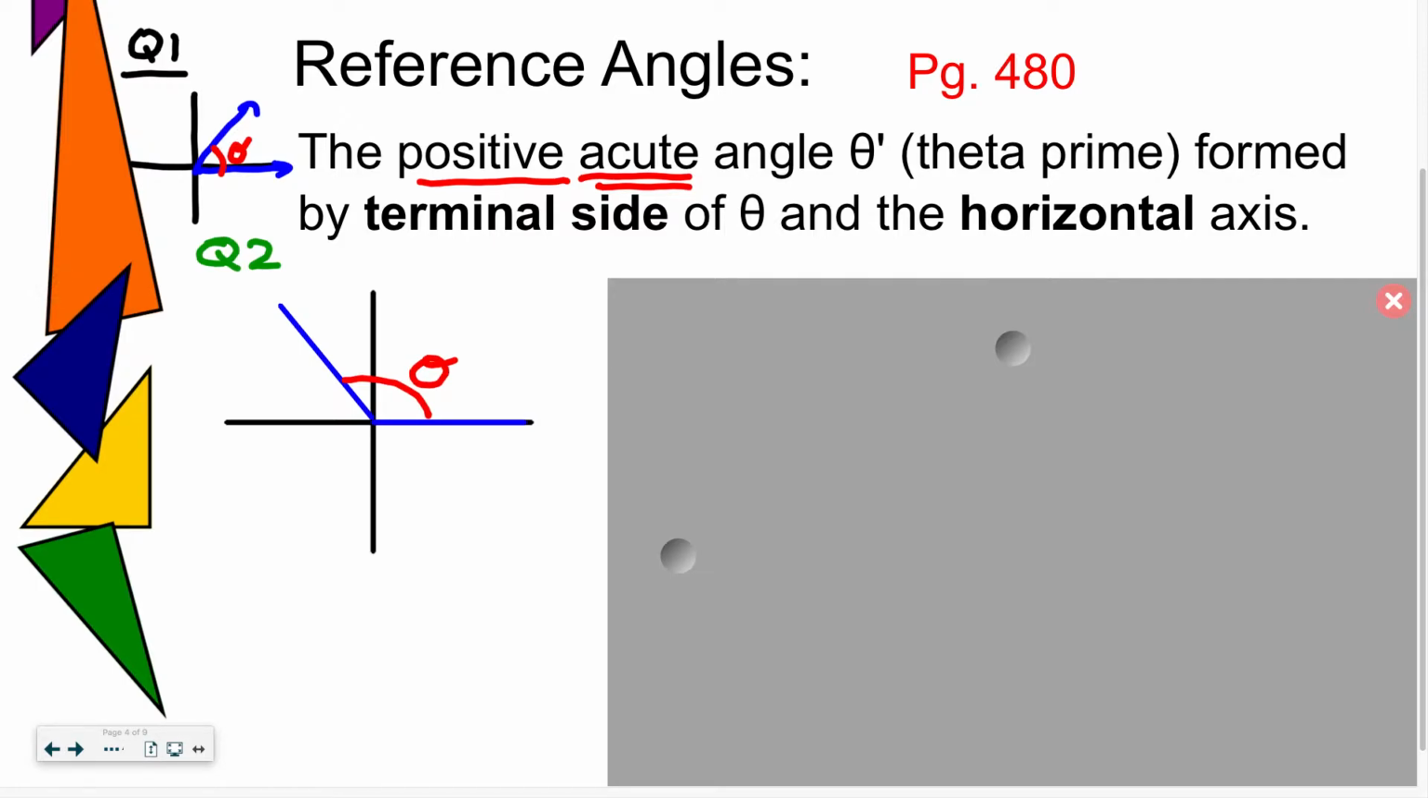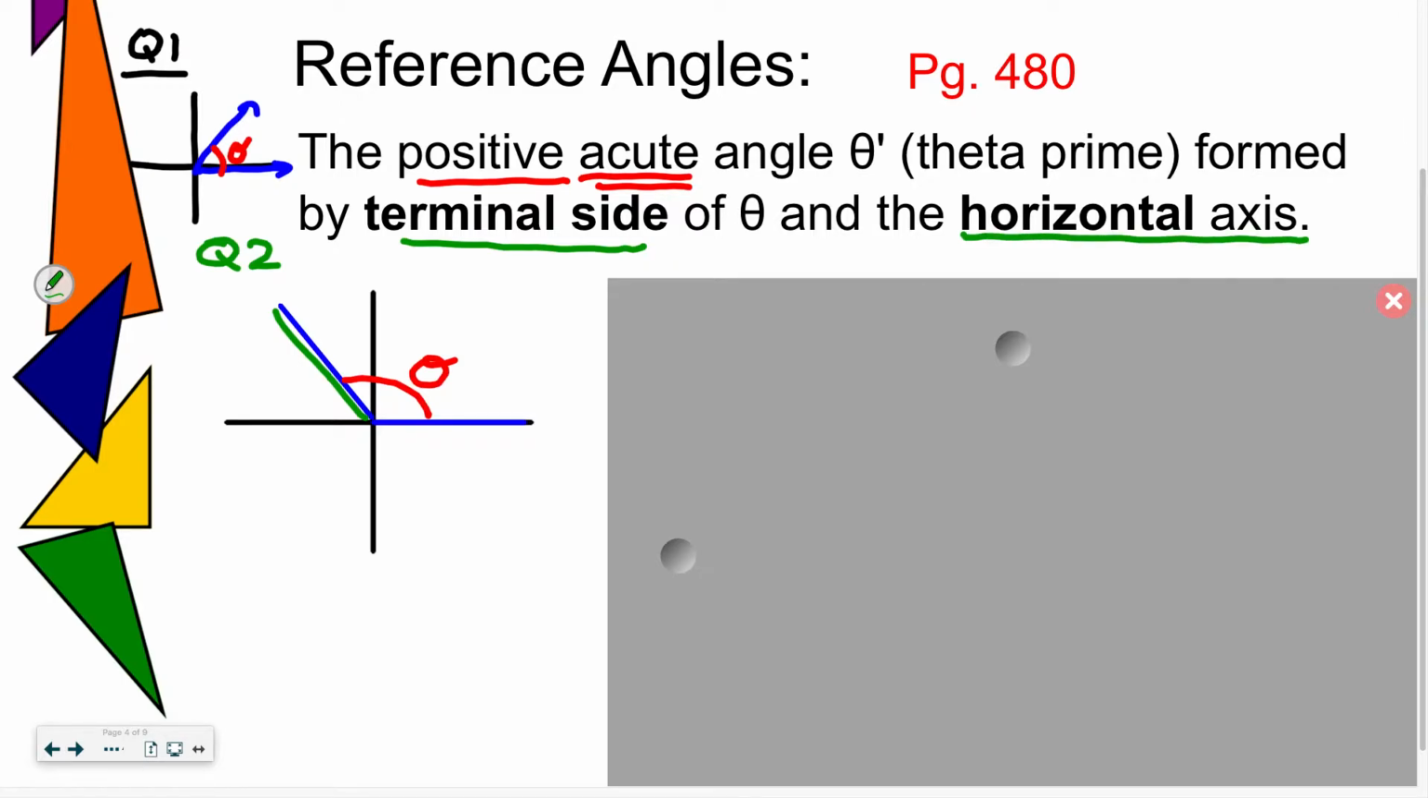which now in quadrant 2, theta cannot be a reference angle because while it's positive, it's more than 90 degrees. It's not acute. So then I have to rely on the second part of the definition that the reference angle is formed by the terminal side, so that's this side right here, and the horizontal axis.